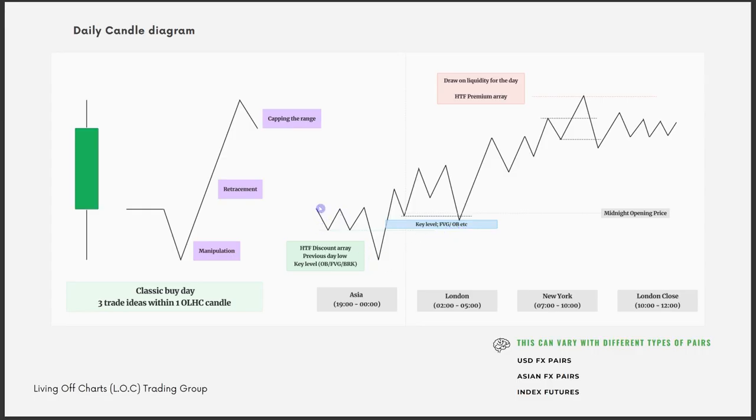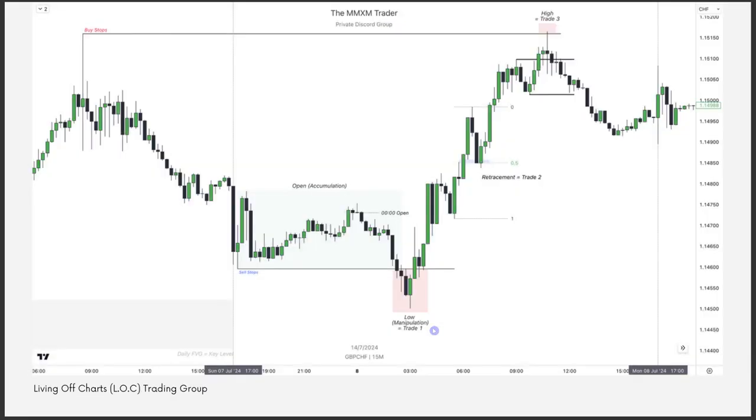So sometimes you can see Asia session consolidate without taking a low within that Asia session itself, and then London session will raid the previous session low, that is Asia session, and then we'll have an expansion. All this can vary with different types of pairs. We have USD FX pairs, we have Asian FX pairs, and index futures, the timing will be a little bit different.